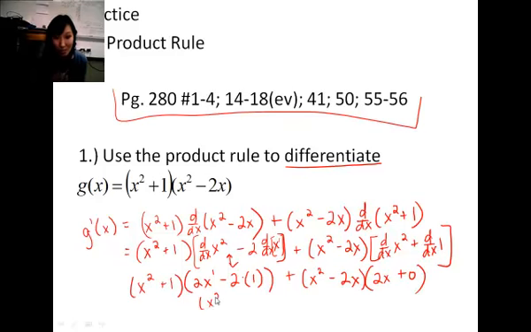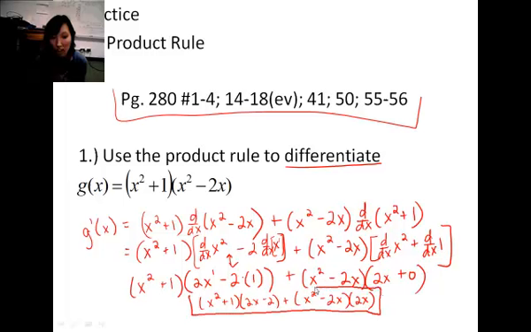And now let's simplify all this. So we have x squared plus 1. And then here we have just 2x minus 2. Plus we have x squared minus 2x. And then times 2x. Okay, so this would be a moment where you could go ahead and distribute, but I'm going to call this good, right here.